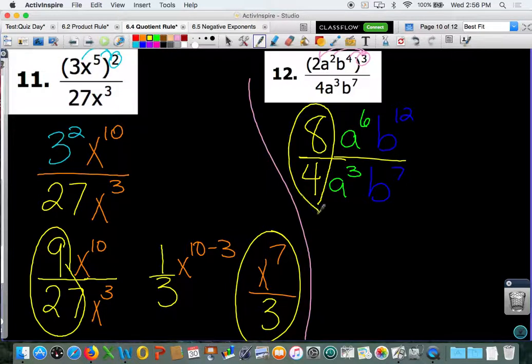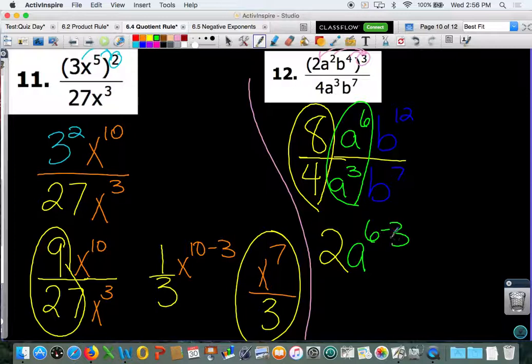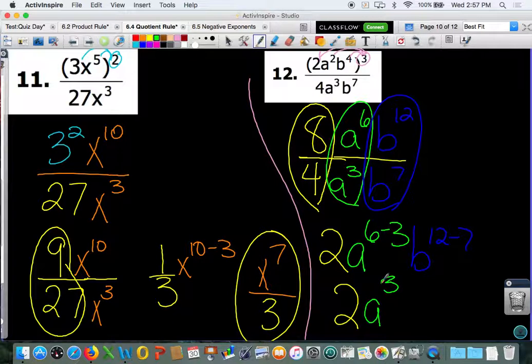So now again, I'm using the circle method. So I've got 8 divided by 4, so that's 2. I've got A to the 6th minus 3, and I've got B to the 12th minus 7. Remember, you have to finish it off by simplifying all of it, so I've got 2, A to the 3rd, B to the 5th, and this is my final answer.